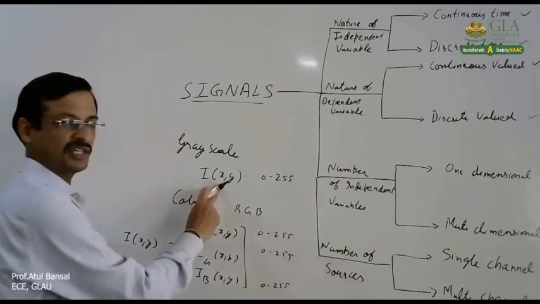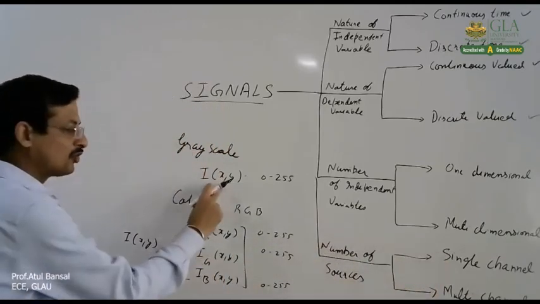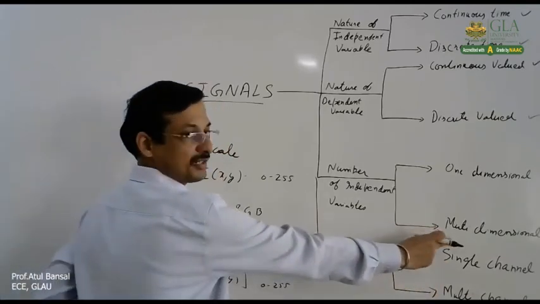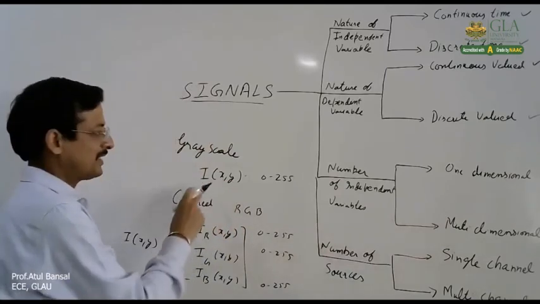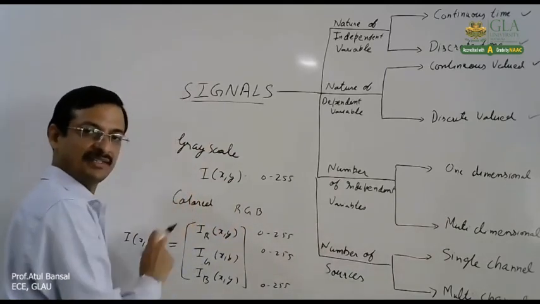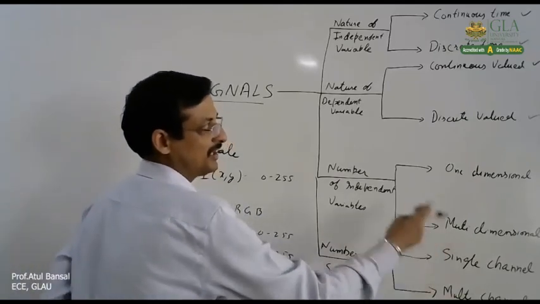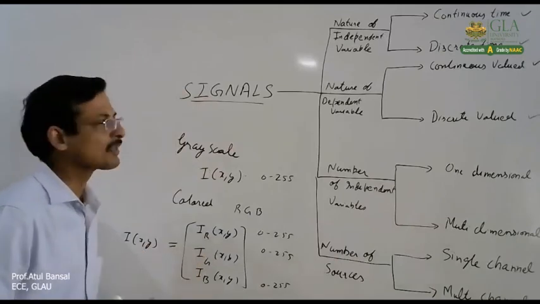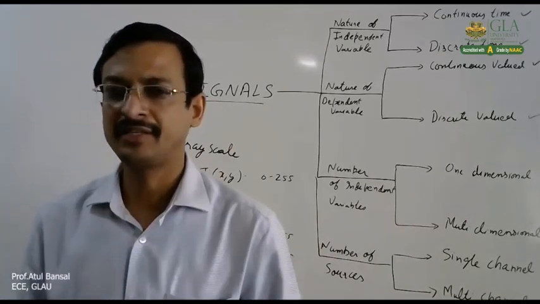And this was coming from a single channel, so this is single channel, right? Although both are multi-dimensional, both having two independent variables, this one is multi-channel and this one is single channel. So there is a difference between multi-dimensional and multi-channel, and you have to be careful about this. This is basically how we can classify signals into different types.